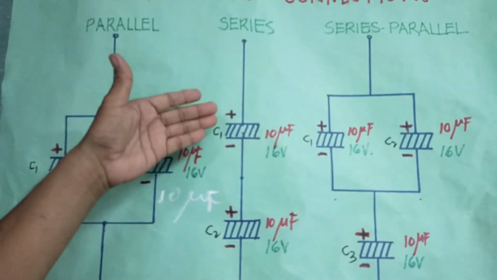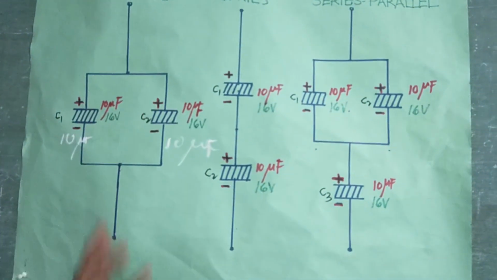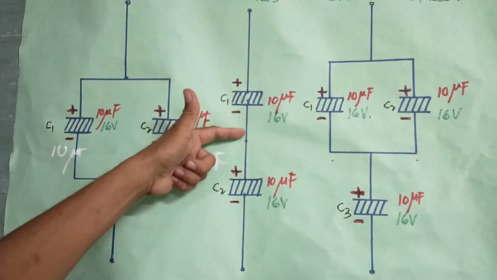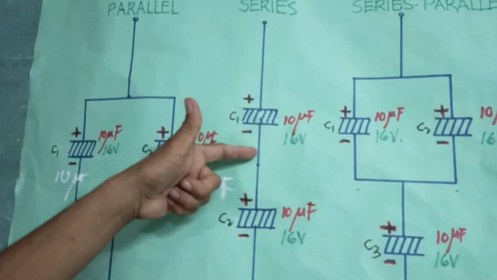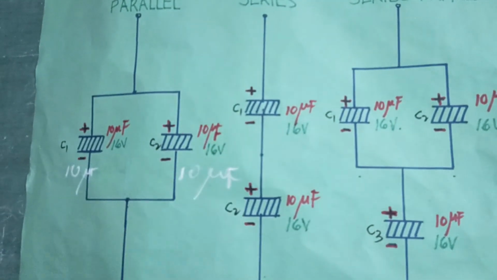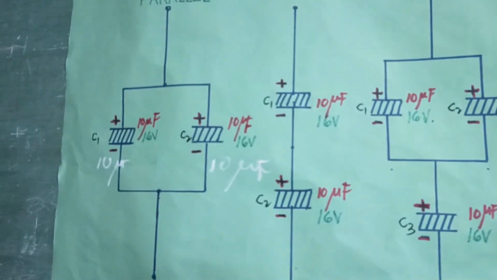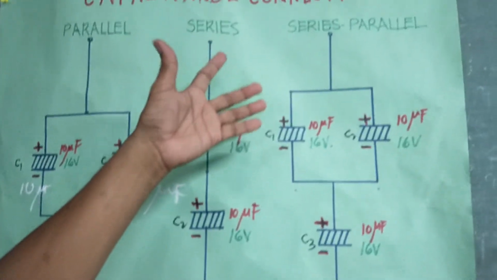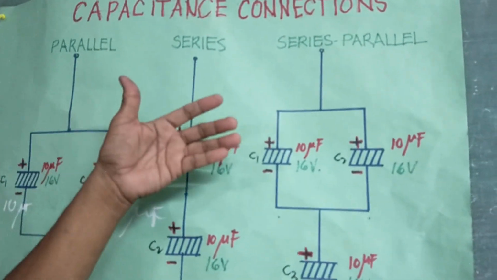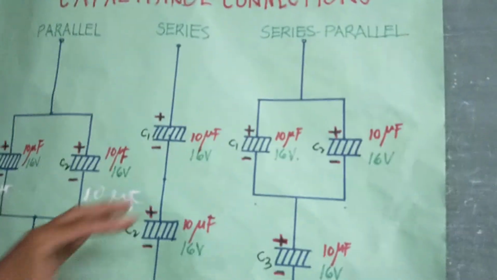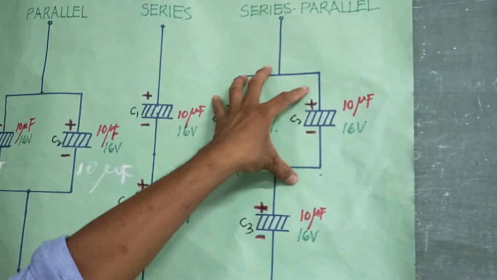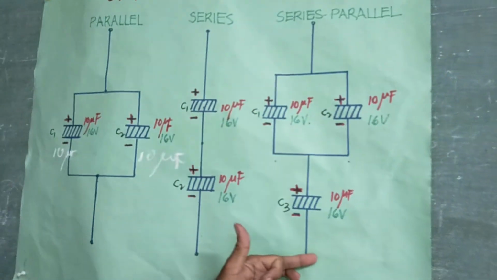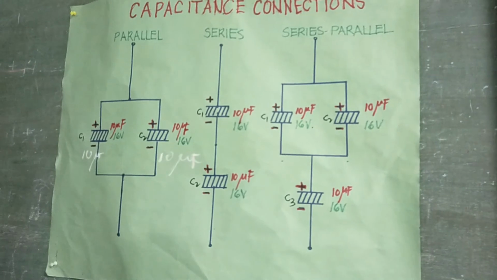Whereas in a series circuit, two or more capacitors are connected in cascaded form. That is, when the tail of the first capacitor is connected to the head of the next capacitor, it is said to be a series or serial circuit. The added circuit here is actually the combination of series-parallel. It is said to be series-parallel when the two capacitors here, which are in a parallel bank, are in series with the capacitor here.